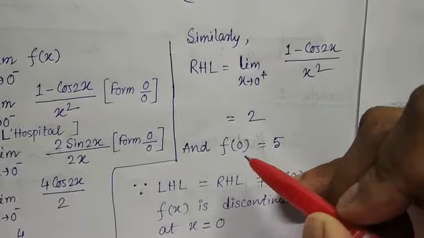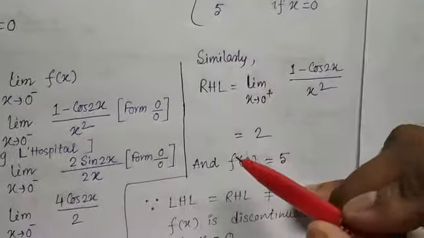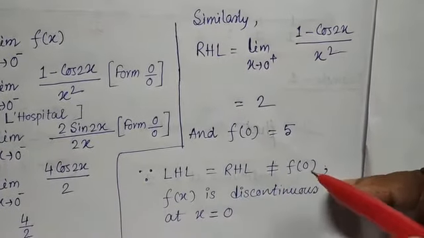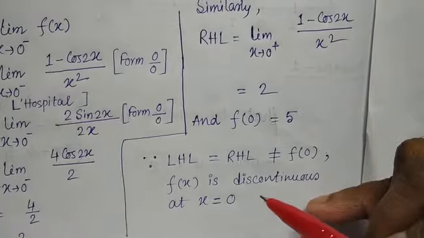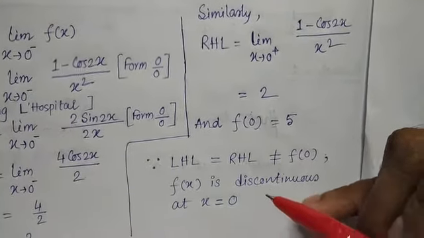But f(0) means the value of f(x) at x equal to 0, it was given 5. So f(0) equal to 5. So that means LHL equal to RHL but not equal to f(0). So that means f(x) is not continuous, or you can say discontinuous, at x equal to 0.